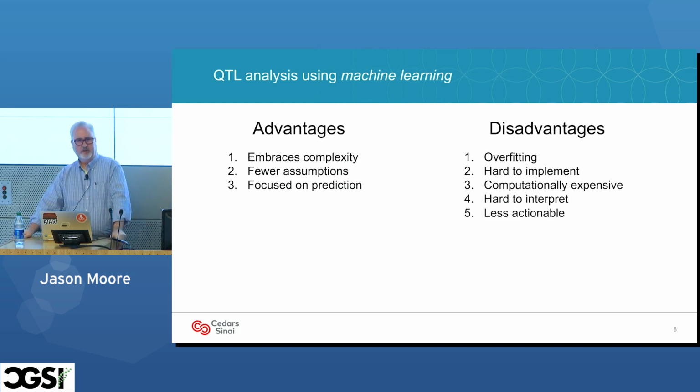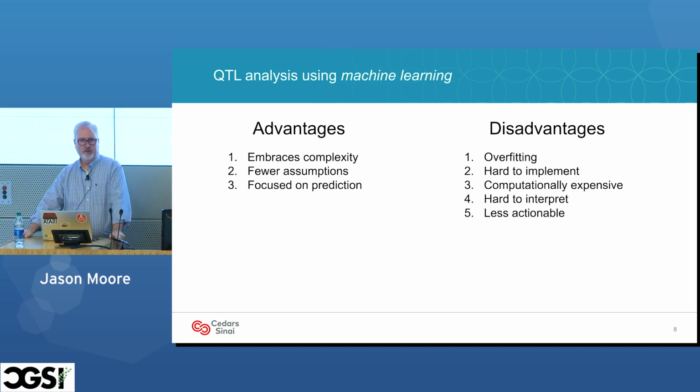Now, machine learning has advantages. It's going to embrace the complexity. We can look at multiple SNPs simultaneously. We could throw in environmental factors, other things that you think are important. And it's going to be able to model the interactions, the complexity, the heterogeneity of those genetic effects. There are fewer assumptions. And as I said, we're really focused on prediction, which is a very different problem than statistical inference.